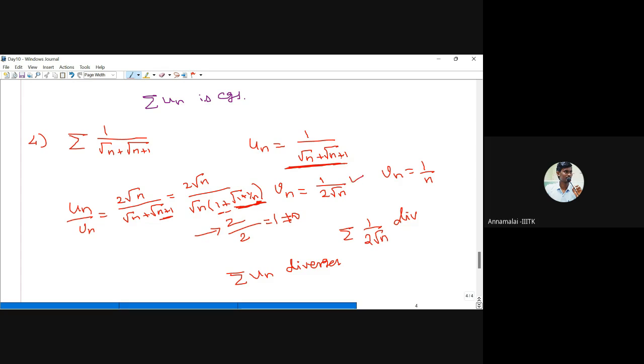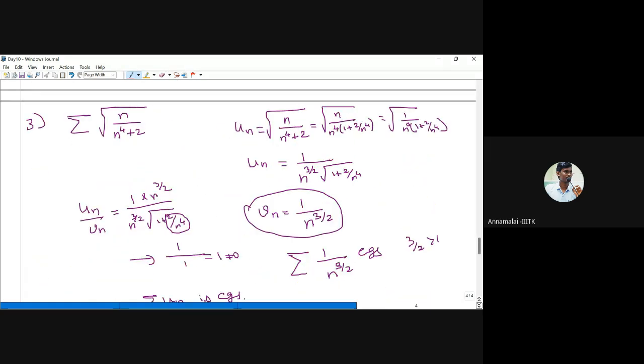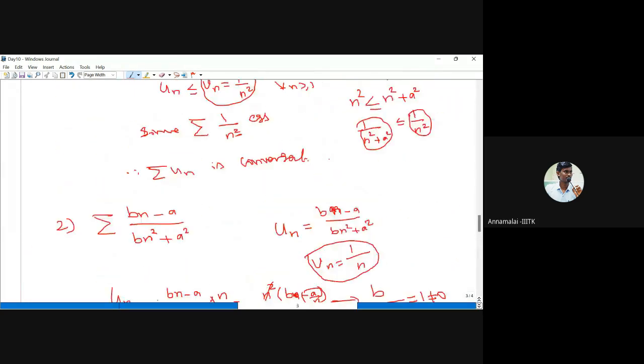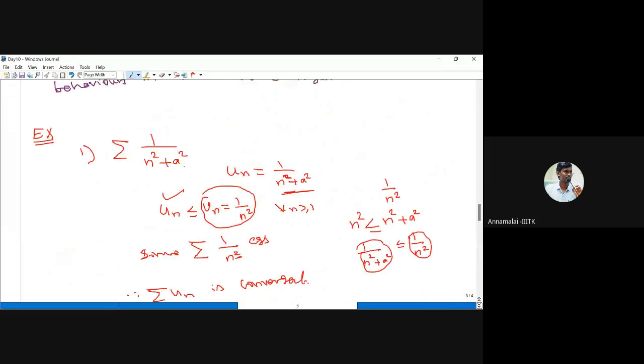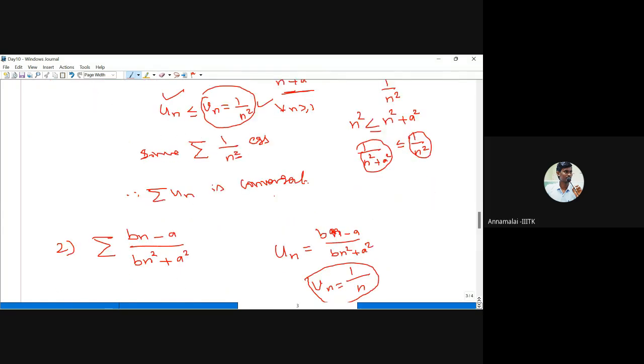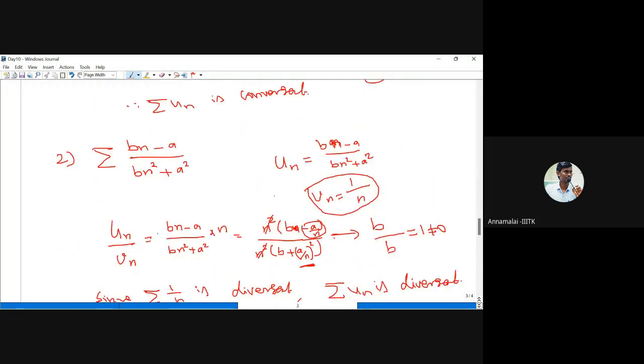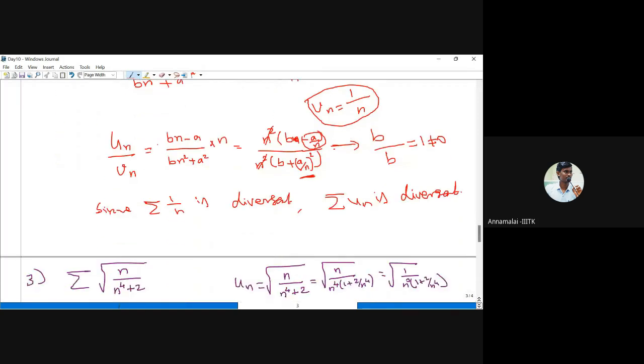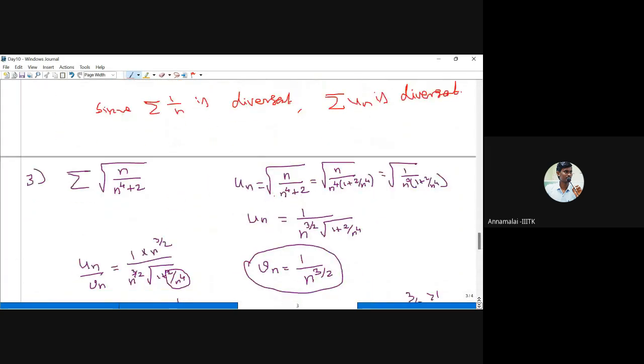Suppose here I am adding the plus 1, I am just omitting this one and taking the remaining. So in the first example, n square plus a square, I am just removing this constant. Wherever they add to the number n or n square, I am removing the remaining terms. I am taking 1 by n square. Okay, this is just a guess. You can work with any other thing also.